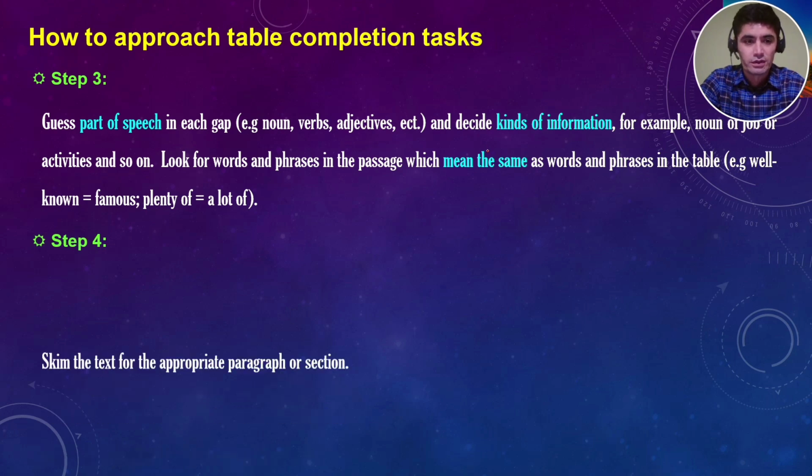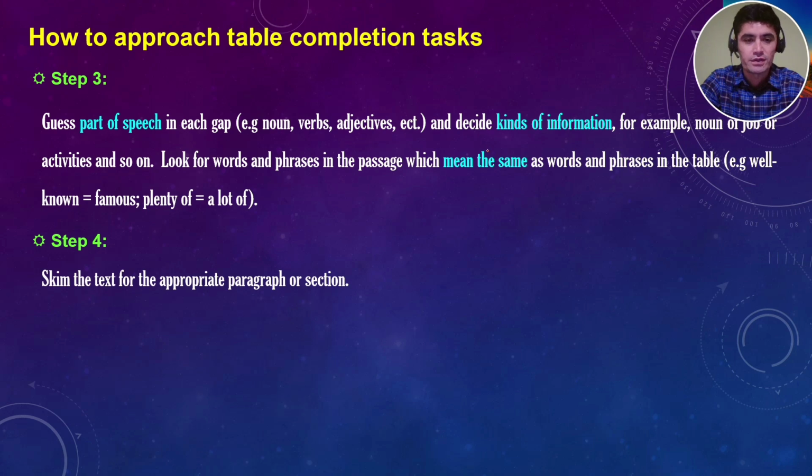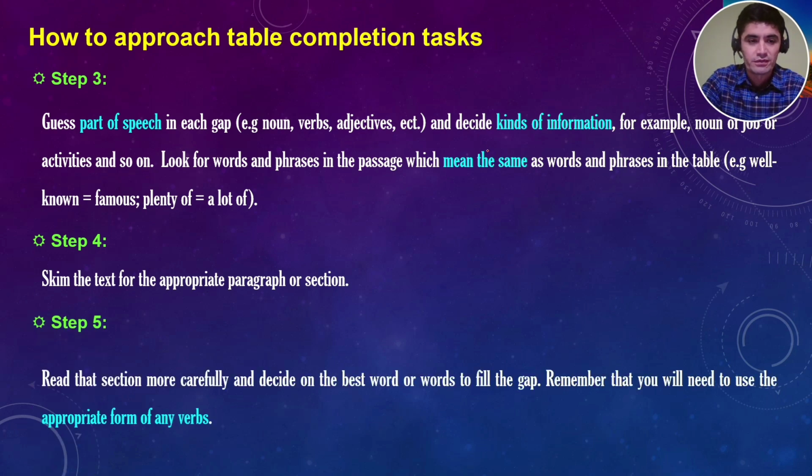Step number 4. Skim the text for the appropriate paragraph or section. To skim the text means to read the passage to get the whole meaning of the passage. Step number 5. Read that section more carefully and decide on the best word or words to fill the gap. Remember that you will need to use the appropriate form of any verbs.